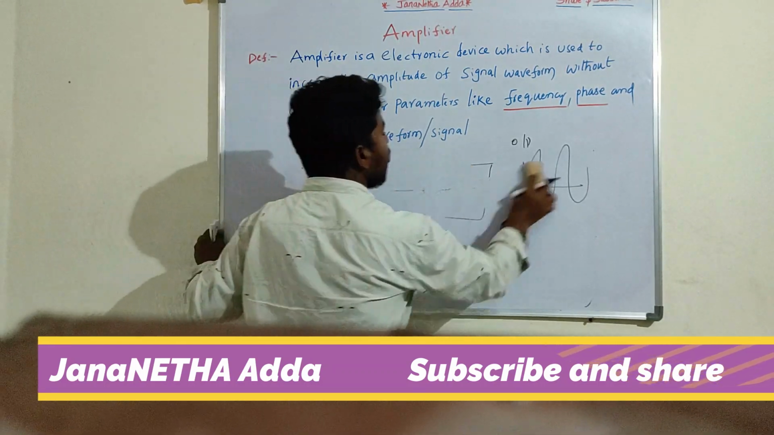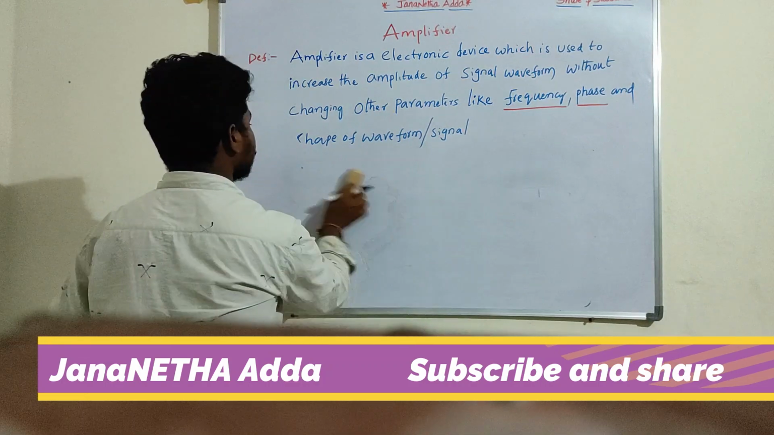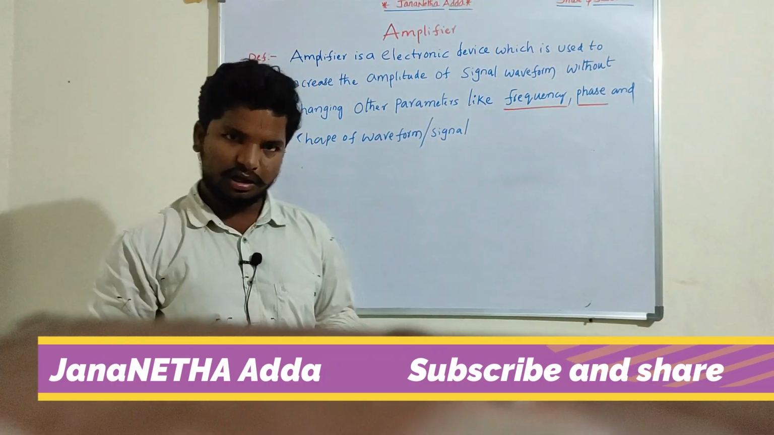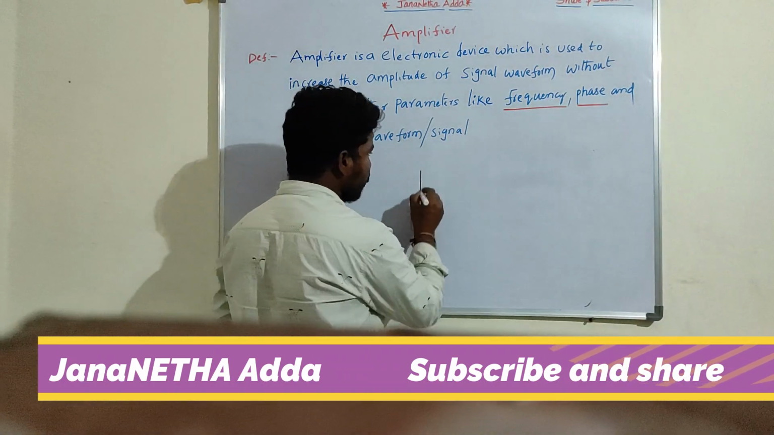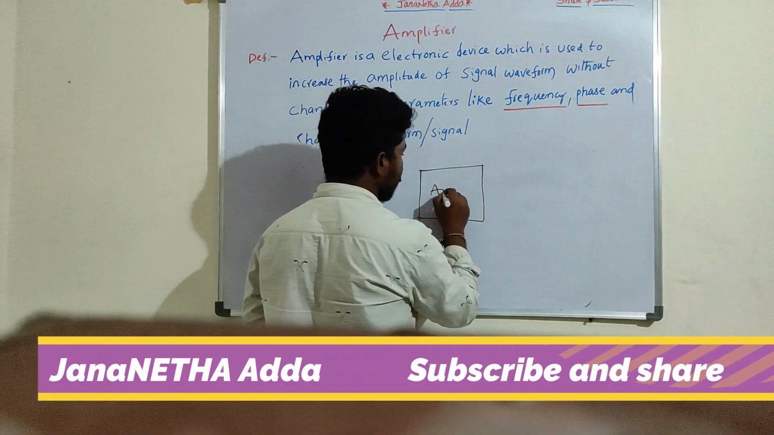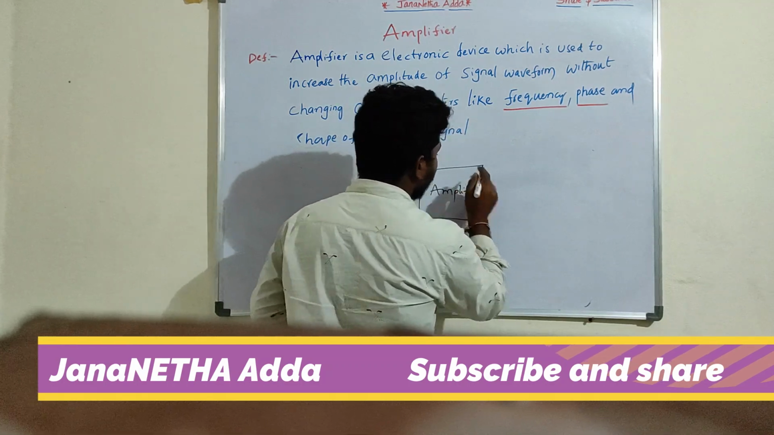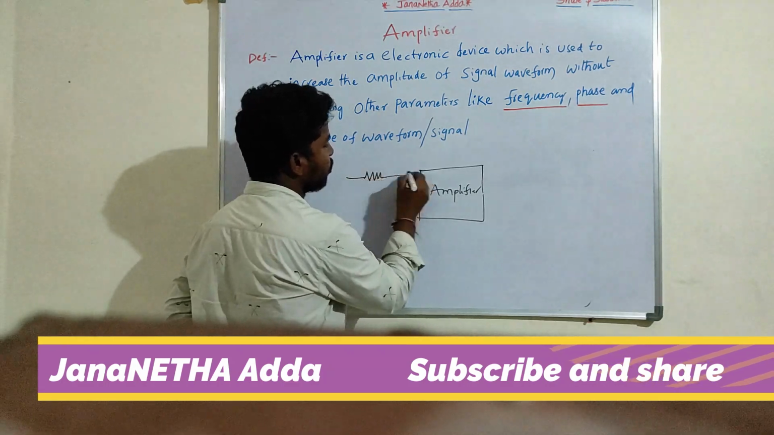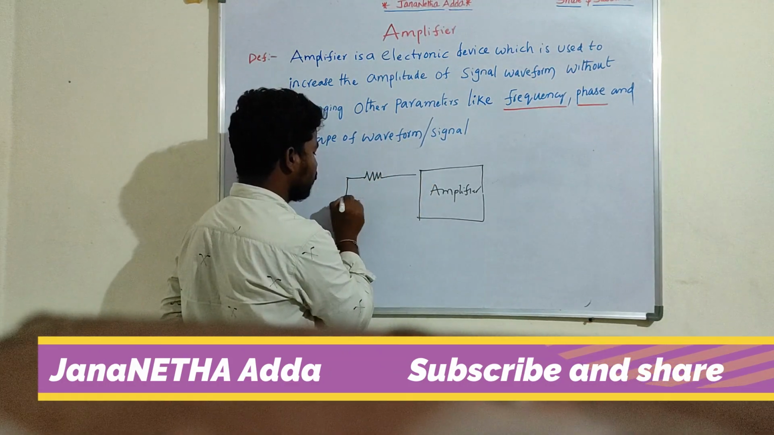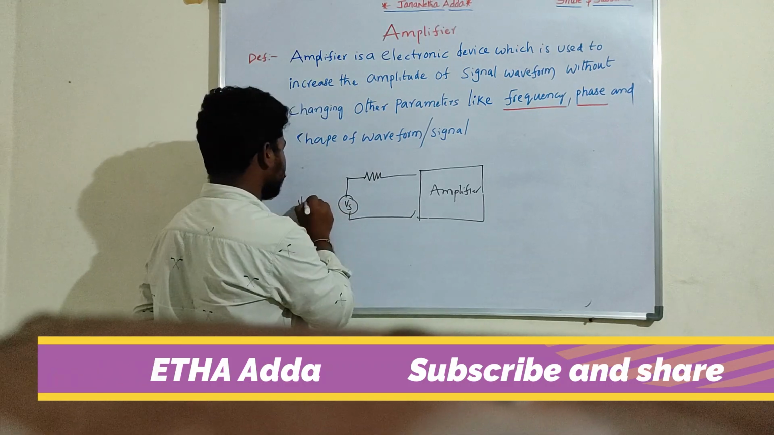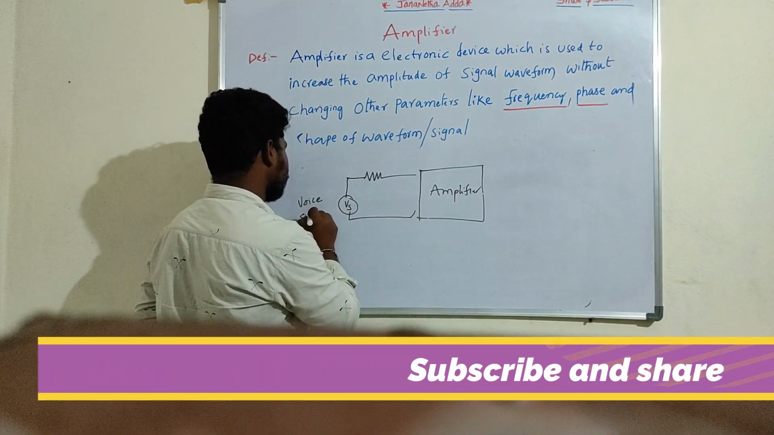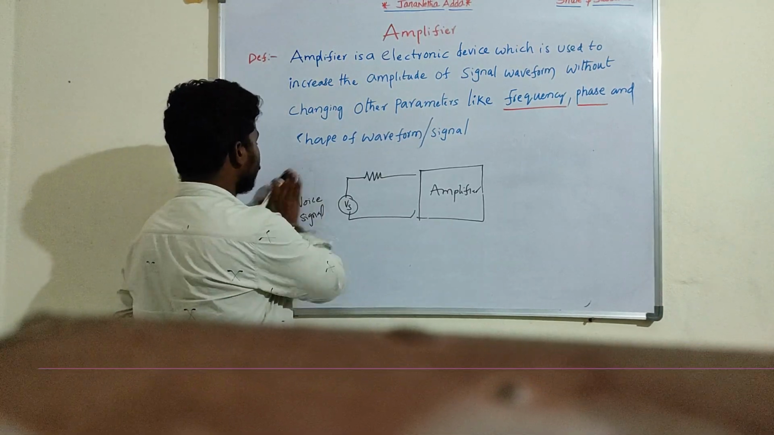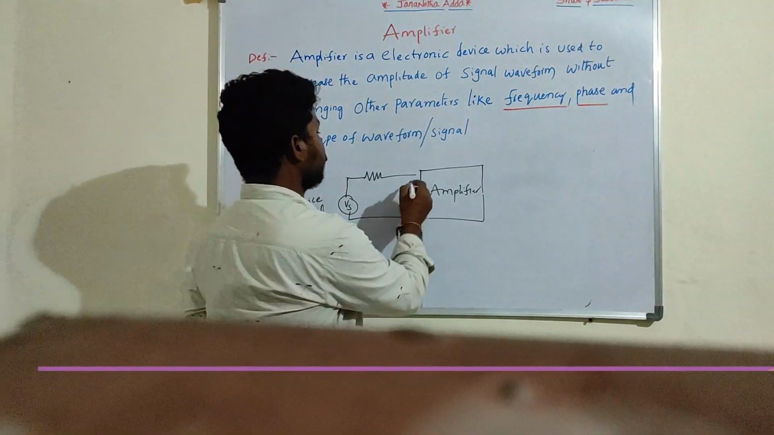If I want to represent this amplifier in an electrical circuit, the amplifier is a box. I give the input to the amplifier from a voltage source, let's say my voice signal, which is in the form of an electrical voice signal, the voice signal converted to an electrical form.